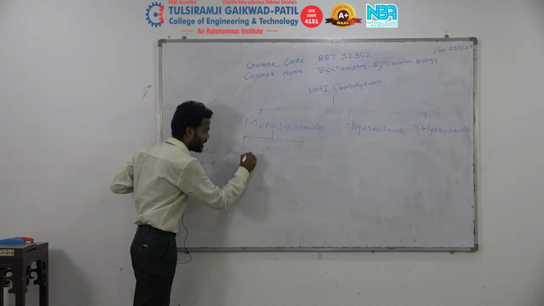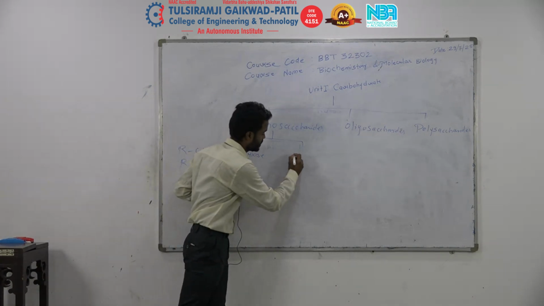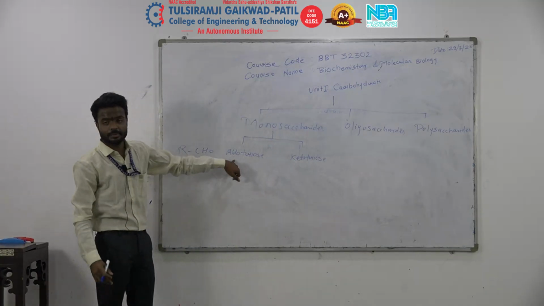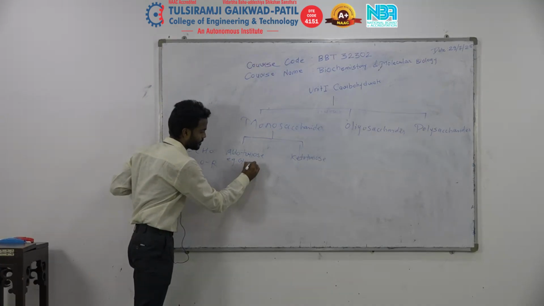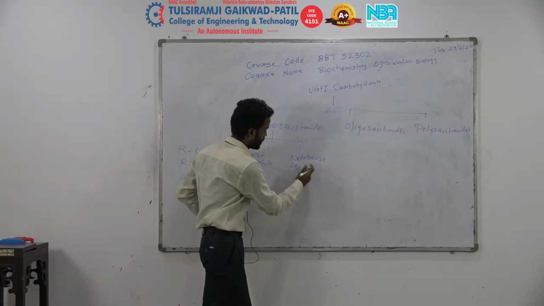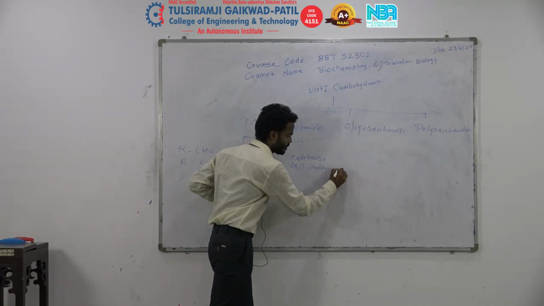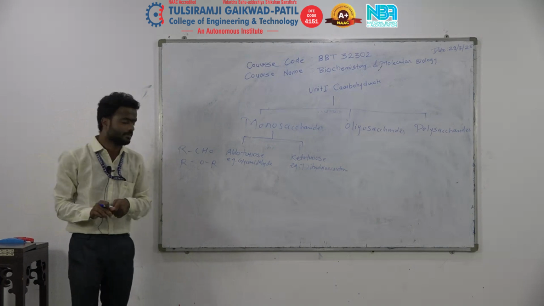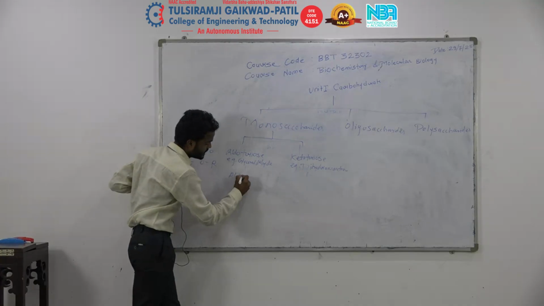So the first one is aldotriose, and when a ketone group is present in the carbohydrate, it is ketotriose. What is an example of aldotriose? Aldotriose example is glyceraldehyde, and the ketotriose example is dihydroxyacetone. There are three carbon atoms, and as we go further, carbon atoms increase.